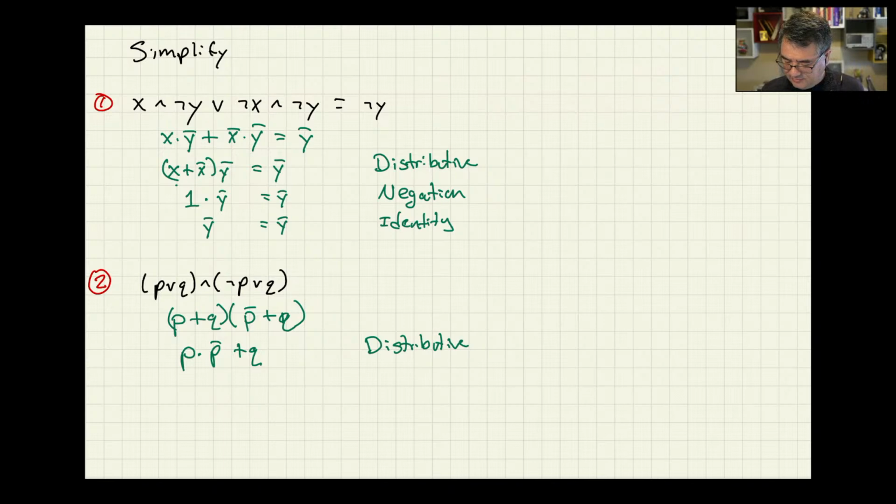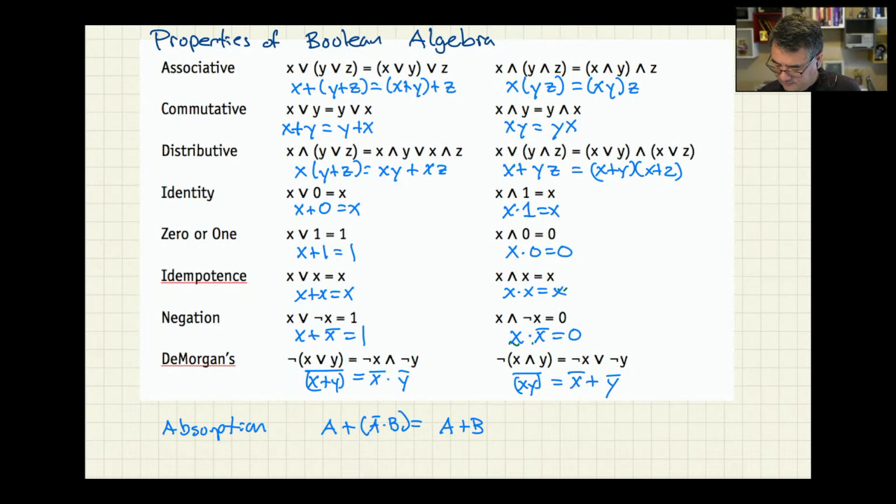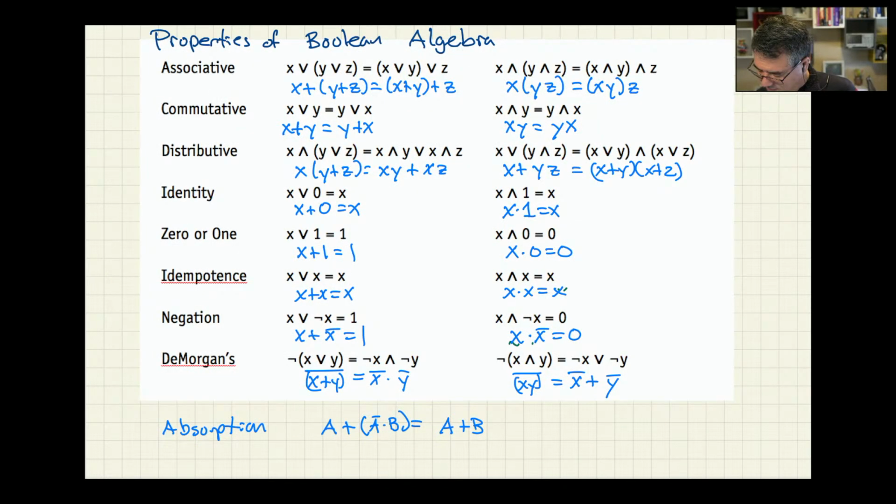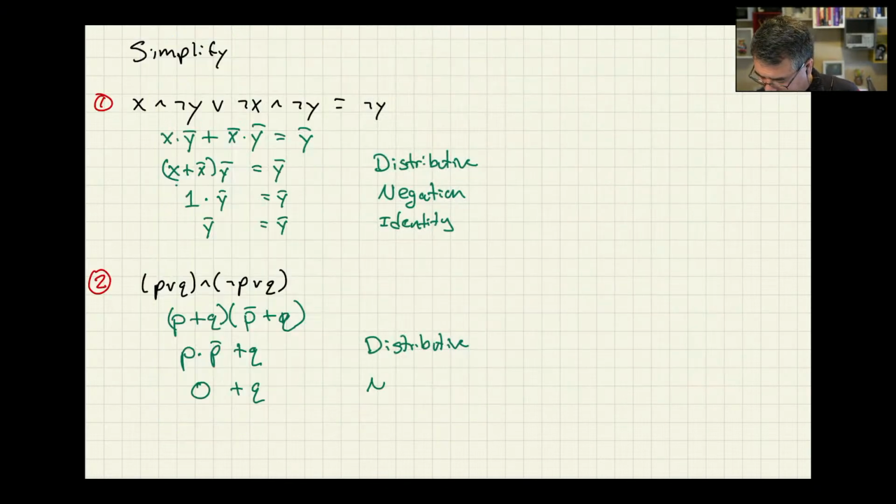And then we have P times not P. So if I look at my table, P times not P. So I got two things being multiplied together where one of them is negated. So that looks like this one right here. So this becomes 0 plus Q. Oh, and I forgot to get the name of the property, so I got to flip back. That was the negation property. And then finally, 0 plus a variable just gives me the variable, and that was identity.